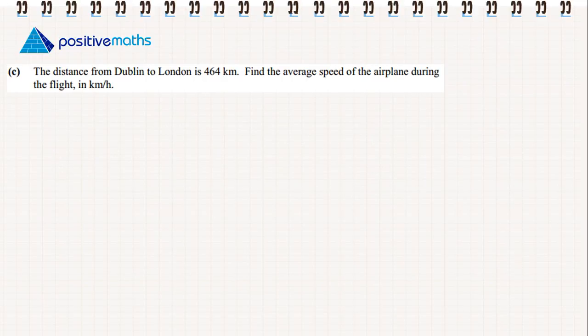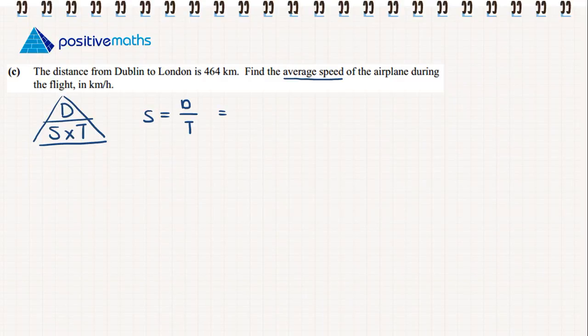The distance from Dublin to London is 464 kilometres. Find the average speed of the airplane during the flight in kilometres per hour. So if we're looking for the average speed, we need to use our distance, speed and time formula. A lot of students find it helpful to use the triangle. So if we're looking for speed, we cover the S, and that tells us that speed is equal to distance over time. So we're given the distance is 464 kilometres, and we need to use the time from the previous question.